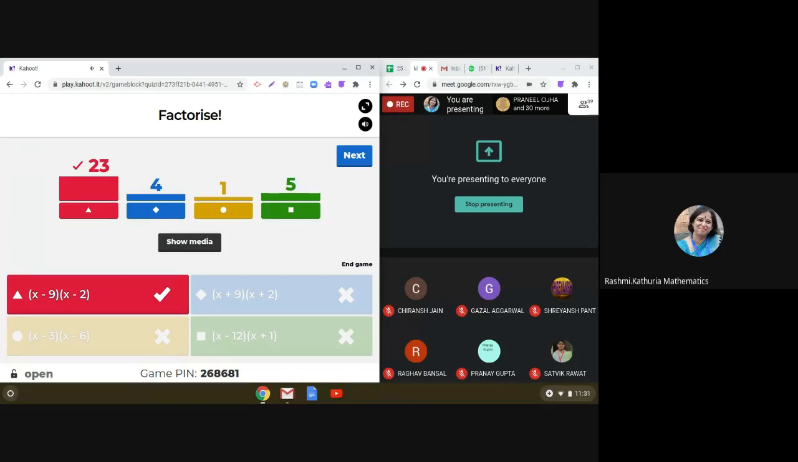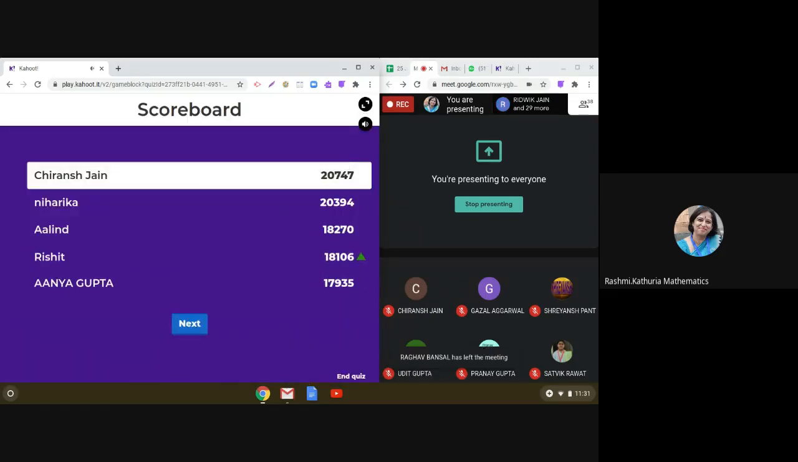My dear students, I would be getting the detailed report of what you have attempted and where you have gone wrong. So I will be sharing that report with all of you so that you can practice wherever you found that some problem was there. Okay, so here you see Rishit is moving up. That's wonderful, Rishit. I'm seeing your progress. And there is a very minute score difference between Alind and Rishit. So keep trying.